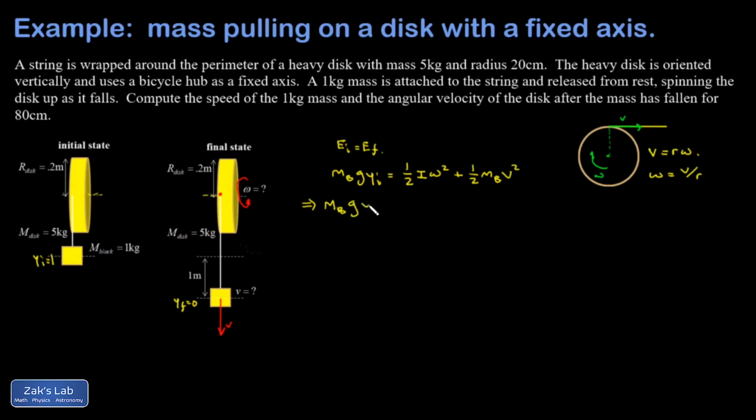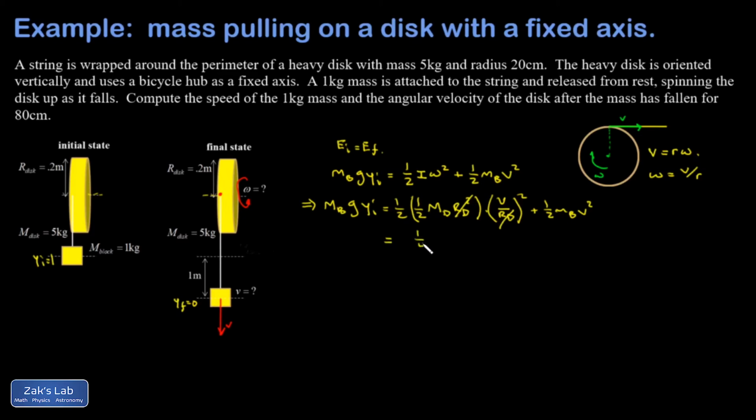So mass of the block, g y initial, is 1/2 times 1/2 mass of the disk, radius of the disk squared, times omega squared, but that's going to be v over radius of the disk, all squared, plus 1/2 mass of the block, speed of the block squared. And something interesting happens here. The radius of the disk cancels out. So it doesn't even matter what the radius of the disk is. You're going to get the same result either way.